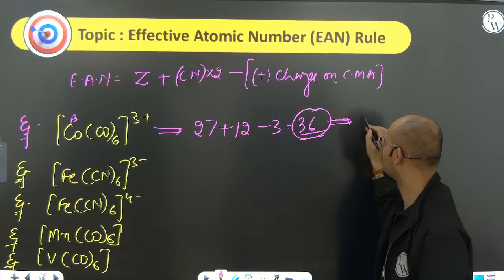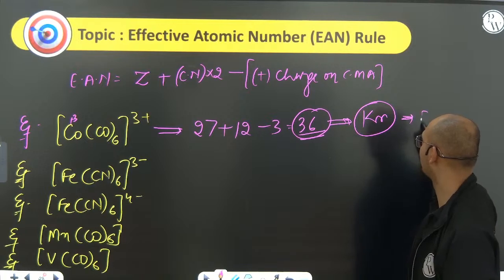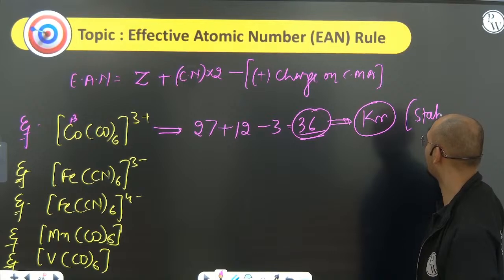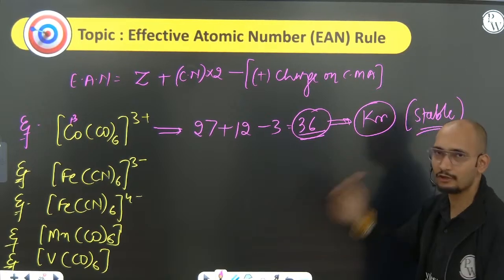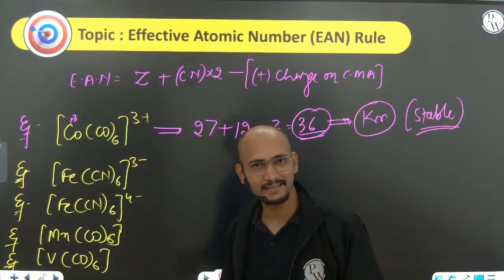36 is equal to krypton. So the effective atomic number is equal to krypton. So it is very stable. It neither gives nor takes electrons, so it will act neither as an oxidizing agent nor as a reducing agent.